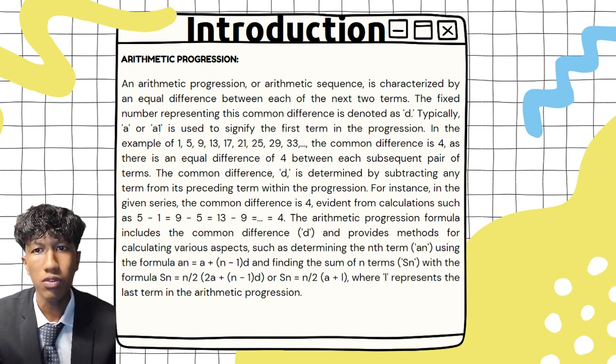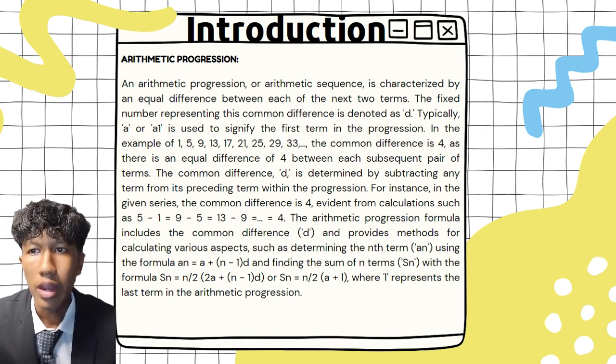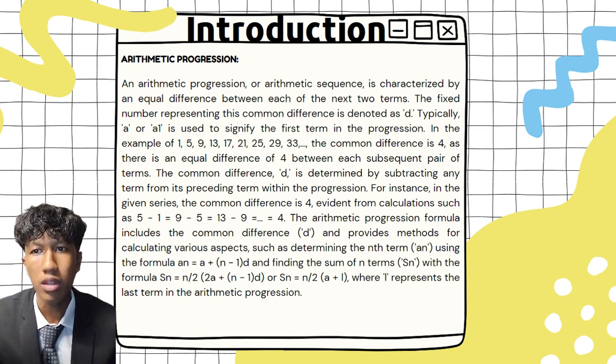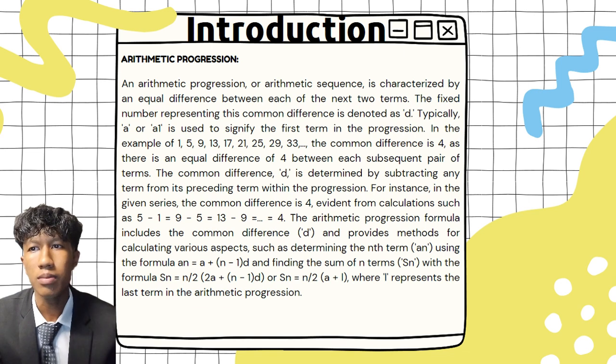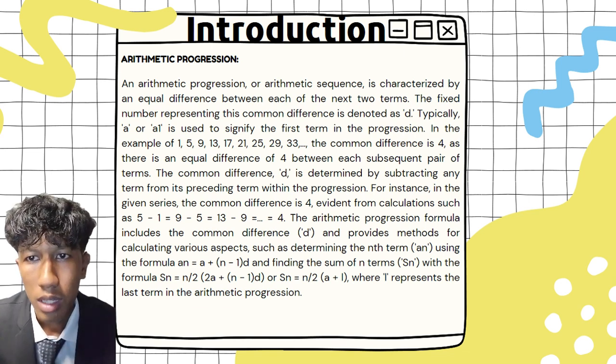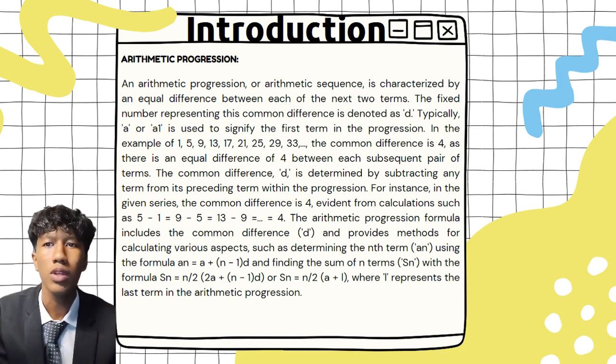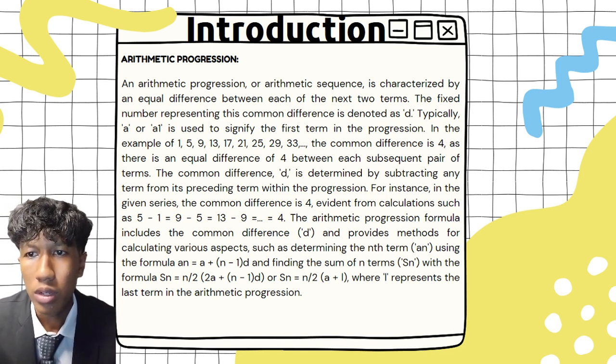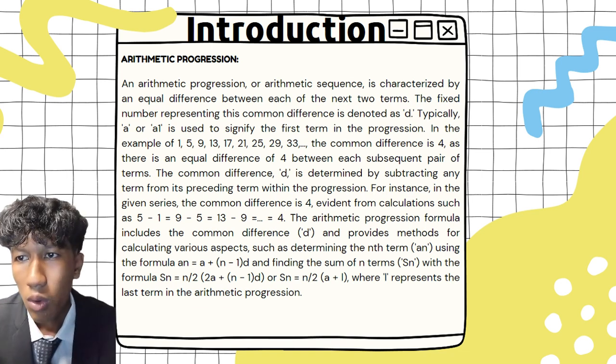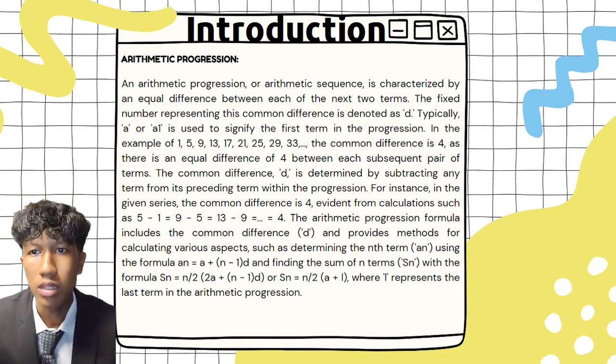The arithmetic progression formula includes the common difference d and provides a method for calculating various aspects, such as determining the nth term using the formula an equals a plus, in the bracket, n minus 1 multiply d, and finding the sum of n terms with the formula Sn equals n over 2, in the bracket, 2a plus, in the bracket, n minus 1 d, or Sn equals n over 2, in the bracket, a plus l, where l represents the last term in the arithmetic progression.